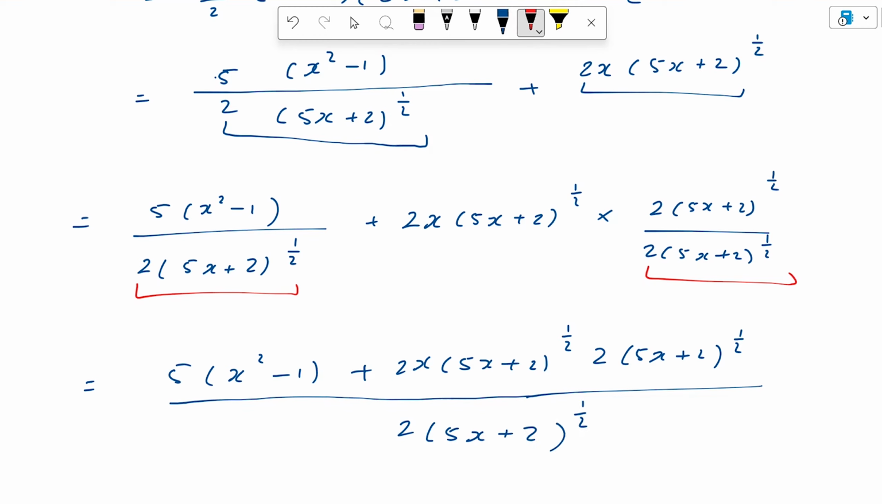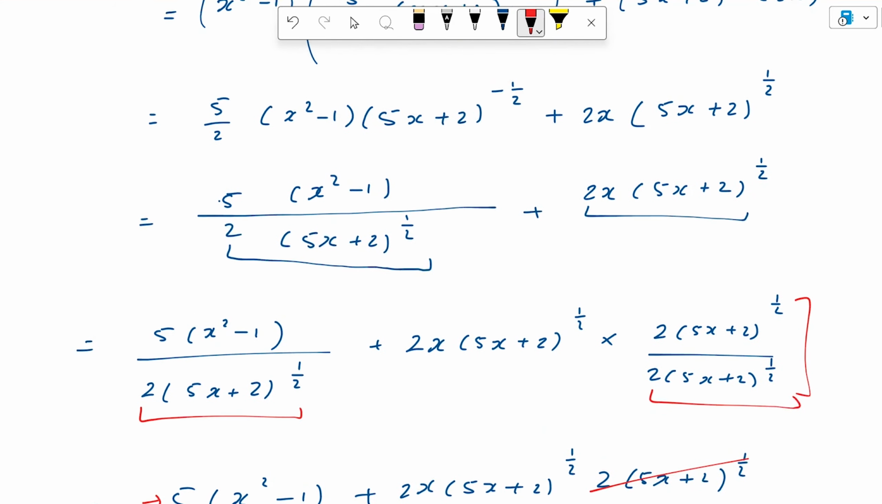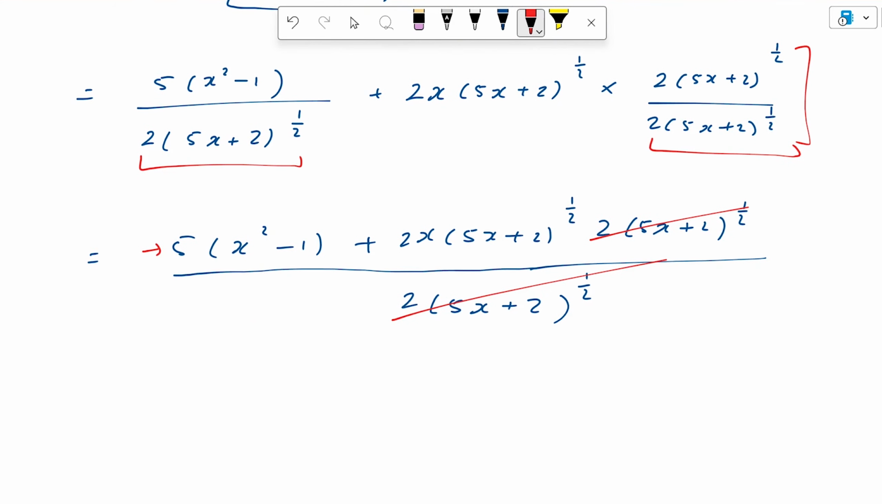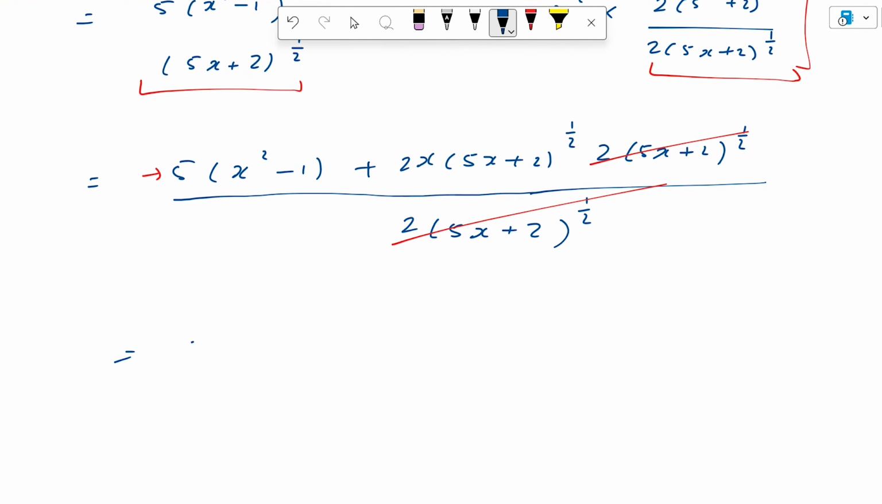Now, you might be wondering, why did I do this? Well, when I cancel this out, this is going to cancel out. But I need to multiply it to this in order to be able to cancel it out, which then brings us back to this. So that's why. Okay, we can get 5 minus 1 plus 4x.